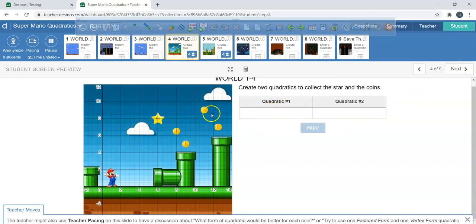So right now it looks like you've got to build 2 parabolas. You could do factored form, but my suggestion is definitely use vertex form. So here's what I would do. Here's my vertex, which is at a 6 and an 8.